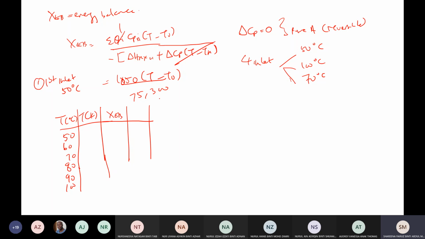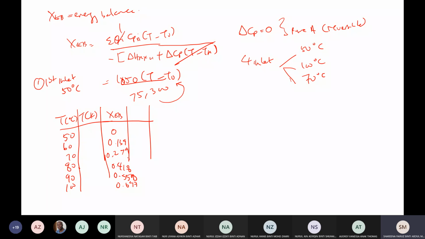Macam mana you dapat XEB? Masuk balik dekat equation ni. Okay, so untuk ni I bagi jawapan dulu supaya you try. So this one 0, 0.139, 0.279, 0.418 and then 0.558 and 0.697.